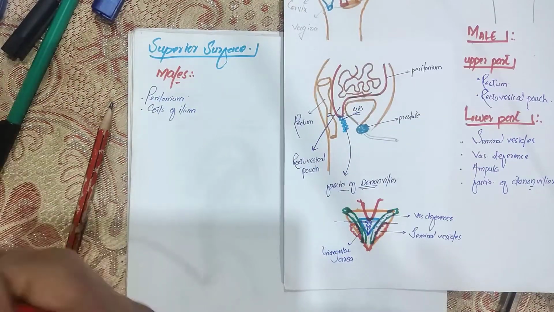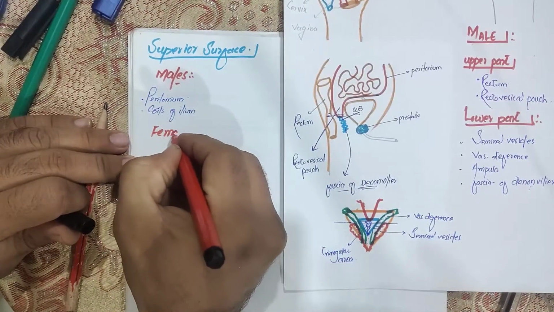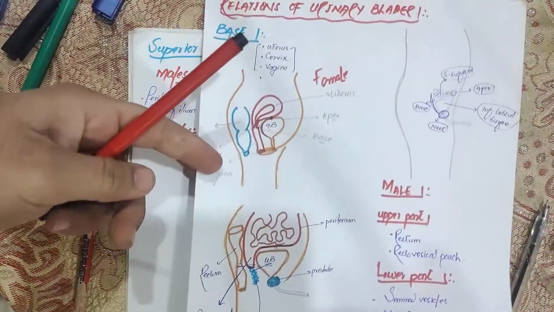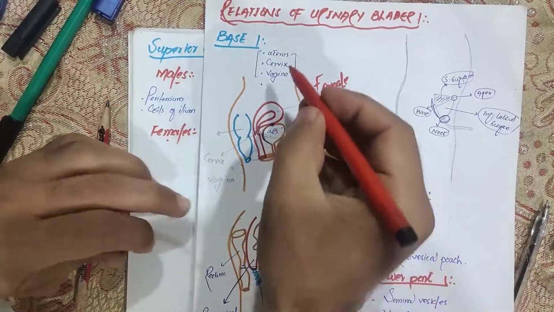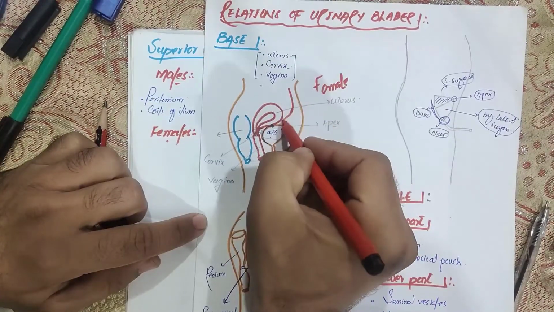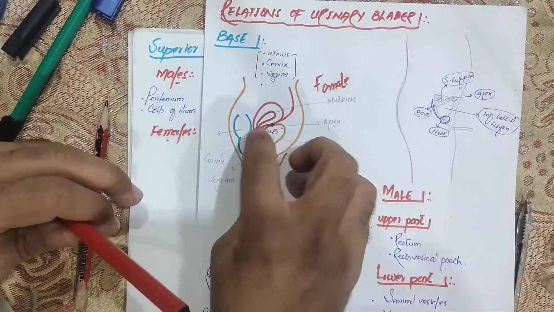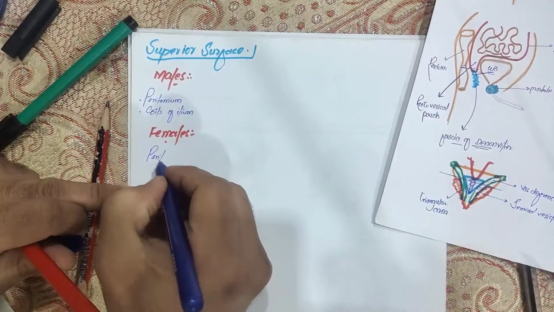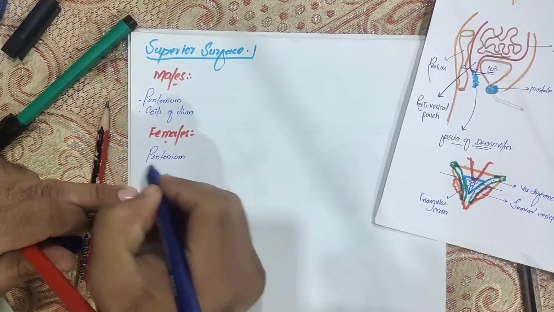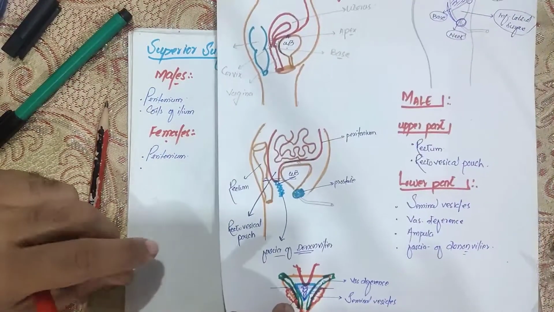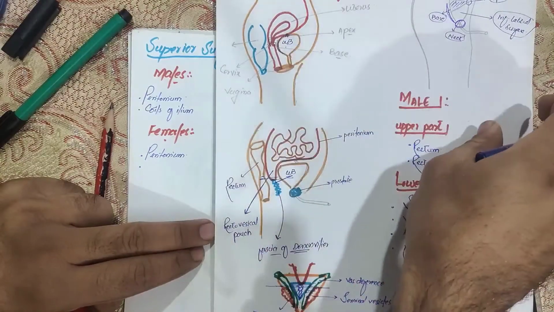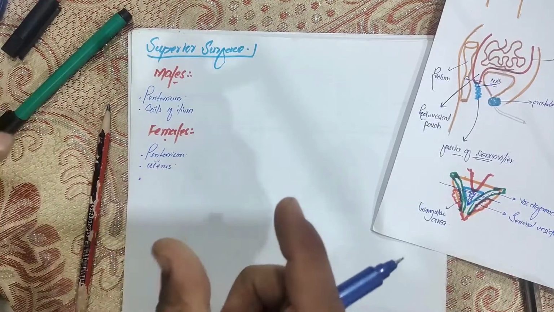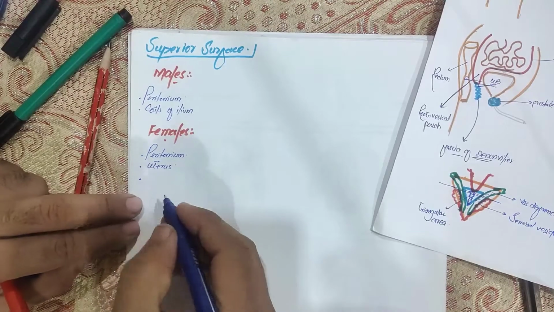Now in case of females, what is there? Very easily. Look carefully. Let's bring the same diagram, this diagram here. So you know there is peritoneum, right? So in case of females, what structure is above? The peritoneum is there, okay? Let me write here peritoneum, right. Then the next thing which is in relation to the superior surface, look here, this is the uterus, right.